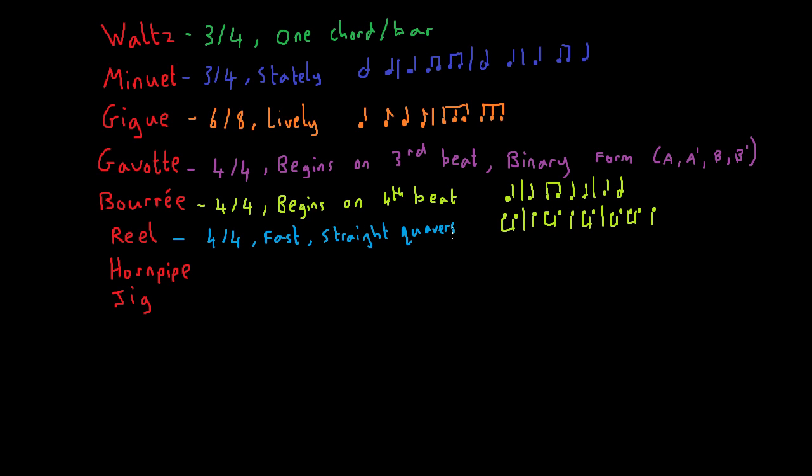So the rhythm is based around straight quavers and some crotchets. Hornpipe is also in 4/4. It's of a medium tempo, so it's a lot slower than a reel. And rather than the straight quavers, it tends to have this rhythm. So it's like a bouncing rhythm.